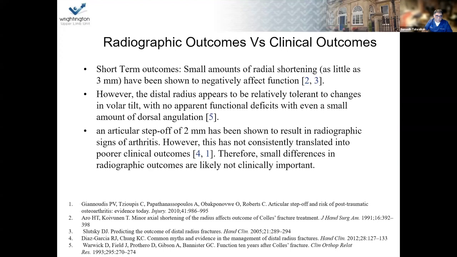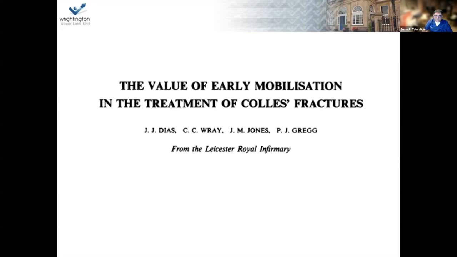Let's look at this trial which occurred in the 80s where Joe and his colleagues looked at treating minimally displaced distal radial fractures and mobilized them very early. They looked at nearly 187 patients who were randomized between using a plaster and mobilizing them early with a crepe bandage. And they found that using a crepe bandage alone in minimally displaced fractures produced better results.